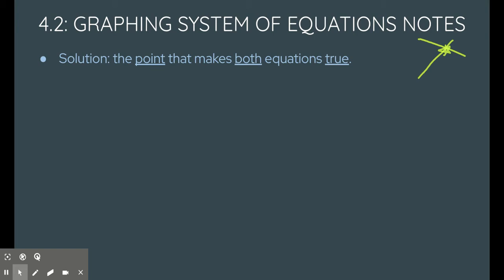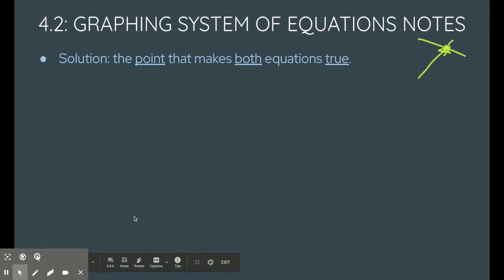And some of us found out that it's actually kind of hard to do graphing because if you don't line up the equations or the lines just right, then you're not going to find the correct point. So we need another method as well. And these are going to be where we're actually solving them like equations.